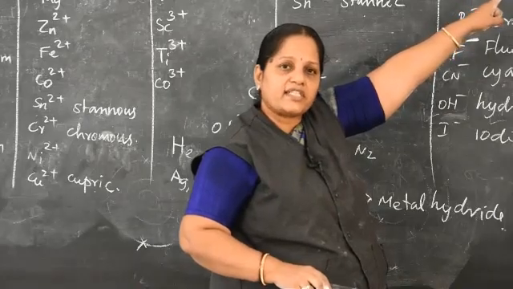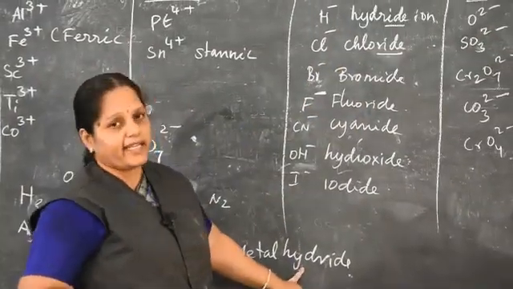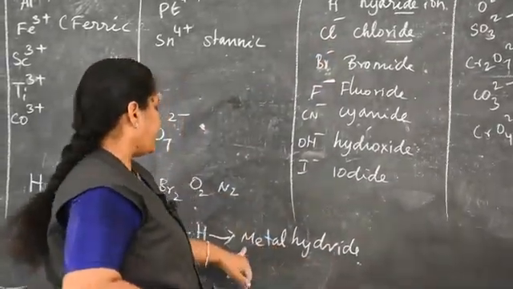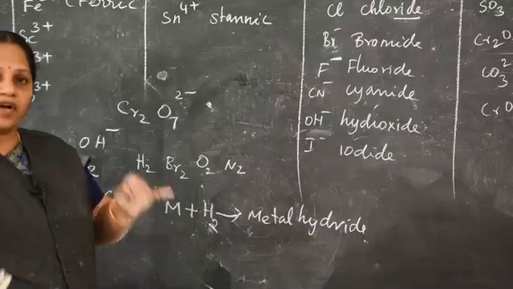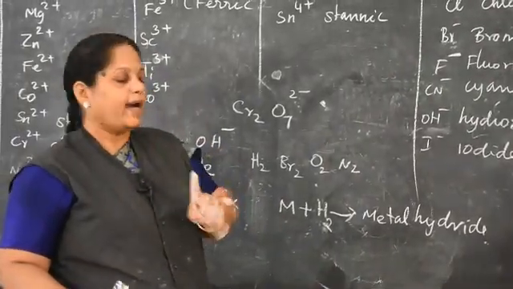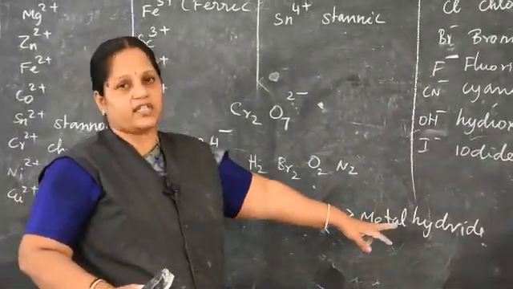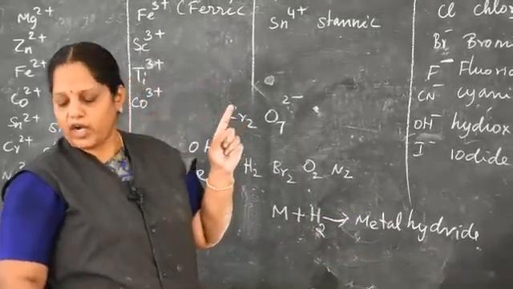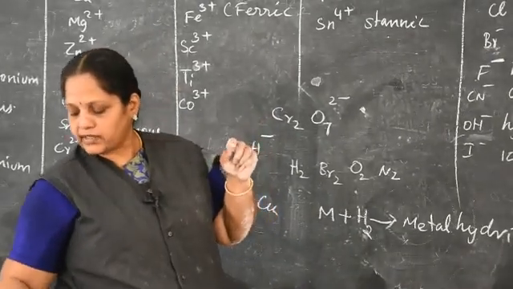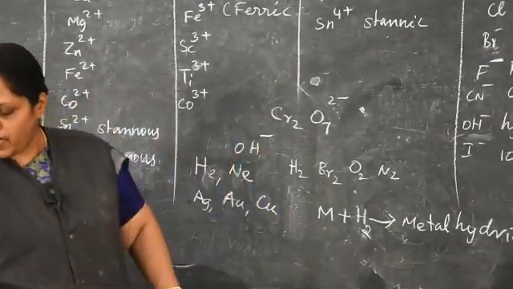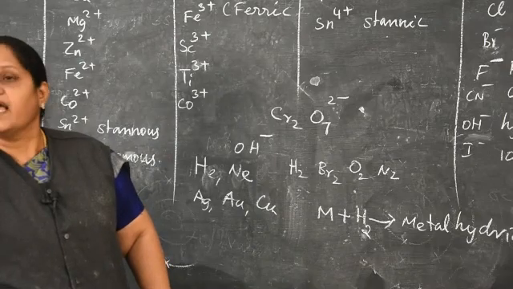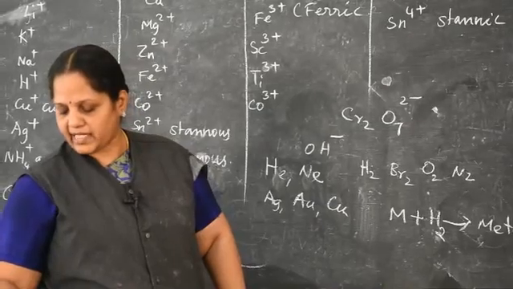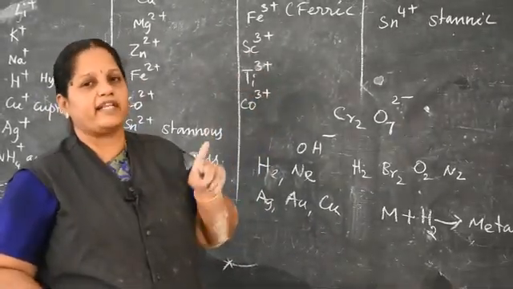That's why the oxidation state in hydride form is -1, for H minus, hydride -1. In metal hydrides, the oxidation number of hydrogen is usually +1, but in metal hydride its oxidation state is -1. Oxygen is usually -2, but in peroxides like H2O2, the oxidation number of oxygen is -1.